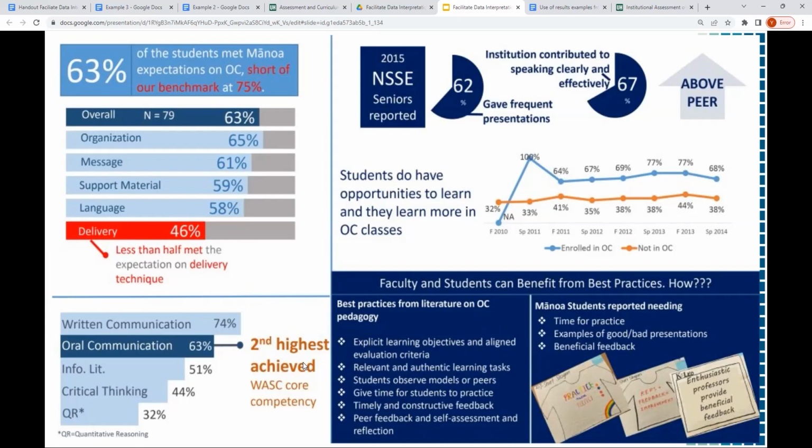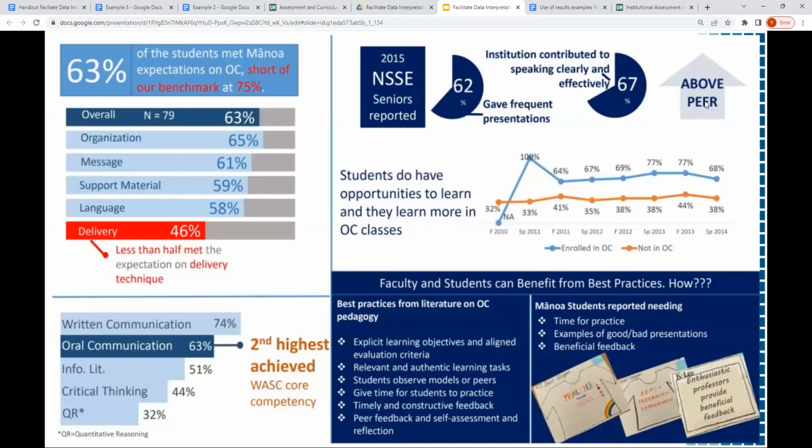Now, let's understand where the learning opportunities are. Do students have learning opportunities in terms of oral communication? Let's take a look at our NSSE data, the National Survey of Student Engagement. We found that 62% of the students gave frequent presentations, and 67% of the respondents answered that the institution contributed to their speaking clearly and effectively, moderately to very much. These results show our institution's NSSE score on these 2 items is about the same as peers. So obviously our students are getting oral communication learning opportunities.